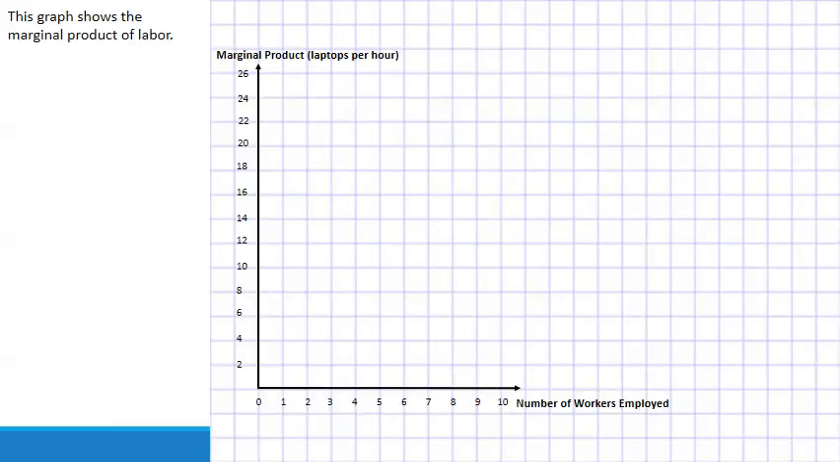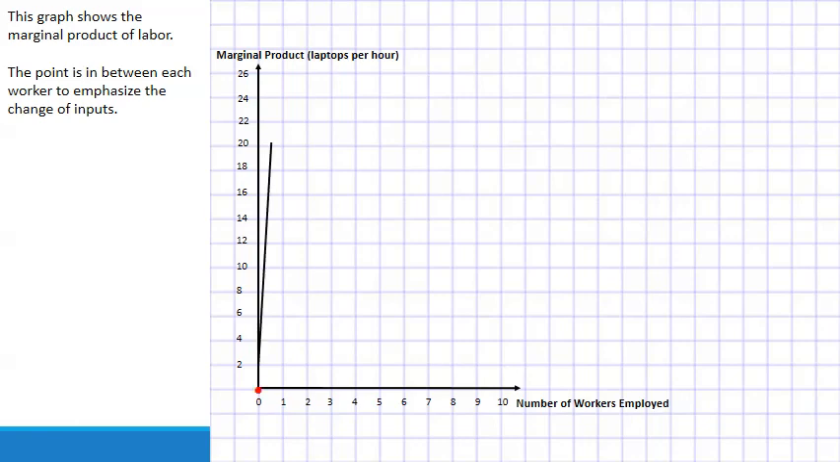Okay, so this graph shows the marginal product of labor. Now, what you're going to notice is the point is in between each worker to emphasize the change of inputs. So when we go from 0 to 1 here, we see our point is in between. So by hiring 1 worker, we increase output from 0 to 20. Now when we hire that second worker, notice we increase from 20 to 25. So we see an increase in our marginal product of labor.